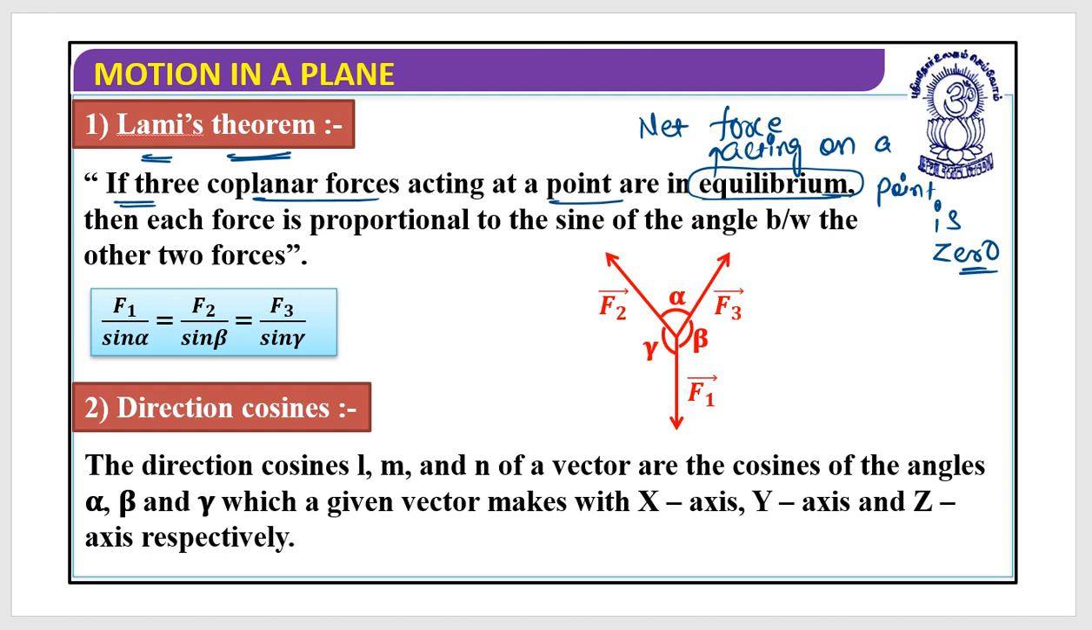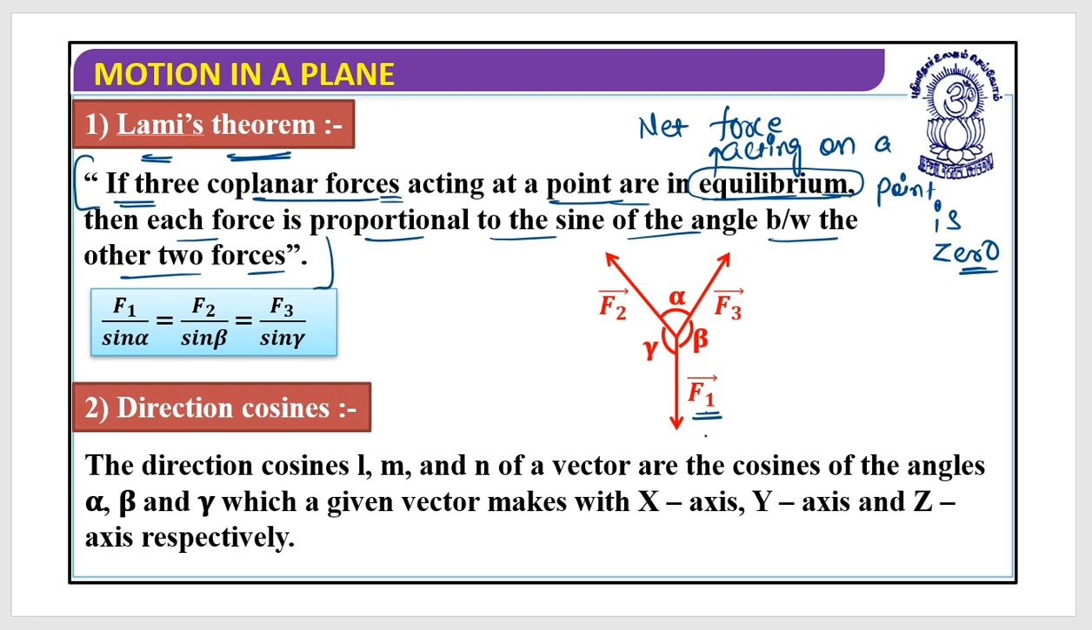So if three coplanar forces acting at a point are in equilibrium, then each force is proportional to the sine of the angle between the other two forces. This is the statement. But if you want to write it, let's have one more trick. What you are going to write is that this is force F1. F1 should be divided by the sine of a certain angle which F1 has not produced.